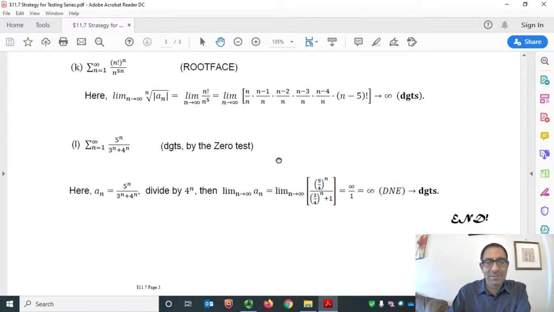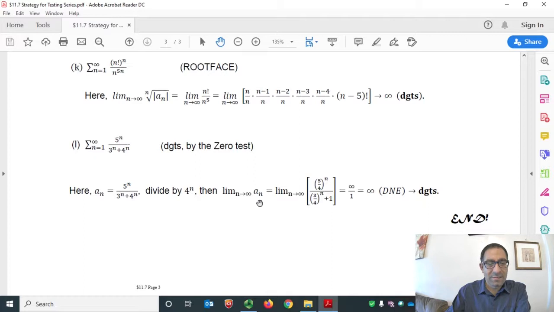Great. Now let's do part L. The given series is the summation n runs from 1 to infinity of 5 to the power n over 3 to the power n plus 4 to the power n. Let's use the divergence test, or we also call it the zero test. So here a_n equals 5 to the power n over 3 to the power n plus 4 to the power n, then divide by 4 to the power n.